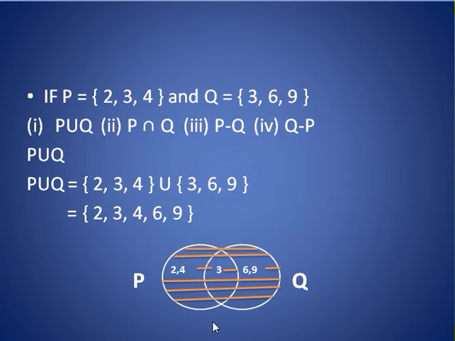Now these lines or shading show the answer. So our answer is 2, 3, 4, 6, 9. So we have to shade both diagrams and both circles, the whole diagram, and our lines should be straight and in proper sequence.